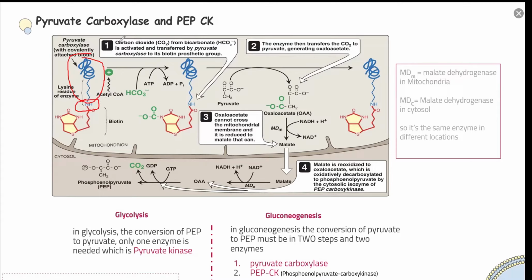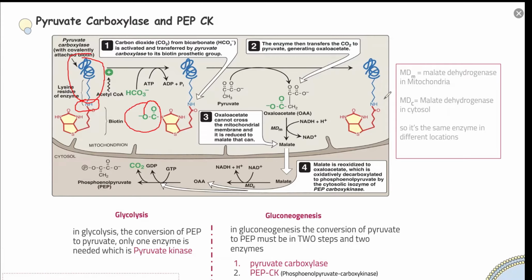And of course, look at what happens. The carbon dioxide from the bicarbonate is activated and transferred by the pyruvate carboxylase to its biotin prosthetic group. So it means that the CO2 from the bicarbonate will now be transferred to the biotin. And this is the acetyl-CoA, the plus here indicates that it is an activator. It activates the enzyme. So with the utilization of ATP, the biotin is transferred with the CO2. After the CO2 is added, the enzyme will transfer the CO2 to pyruvate, thereby generating oxaloacetate. So the CO2 will be added here and oxaloacetate is generated, and finally the enzyme will recycle itself.